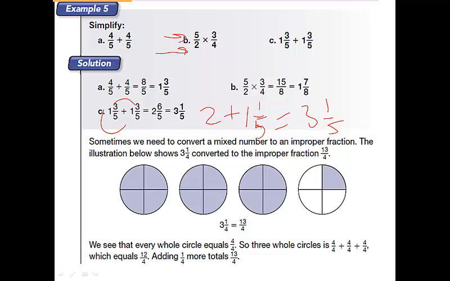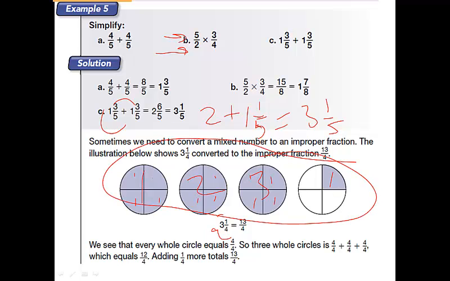Sometimes we need to convert a mixed number to an improper fraction. The illustration below shows 3 1/4, and to convert that, you take your 4 times the 3 is 12, plus the 1 is 13/4, or 1, 2, 3, 4, 5, 6, 7, 8, 9, 10, 11, 12, 13 out of a grand total of 16. Or because they're in fourths, it's 13/4. We see that every whole circle equals 4/4, so 3 whole circles is 4/4 plus 4/4 plus 4/4, which equals 12 out of 4, plus the 1/4 gives us the 13/4.